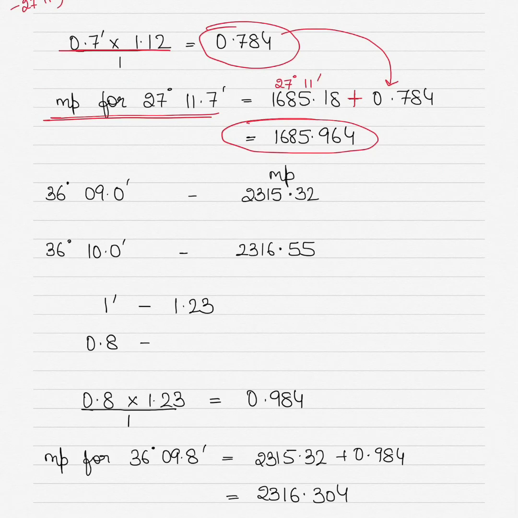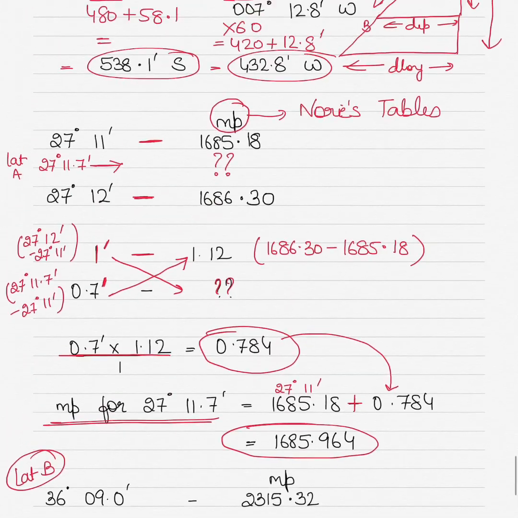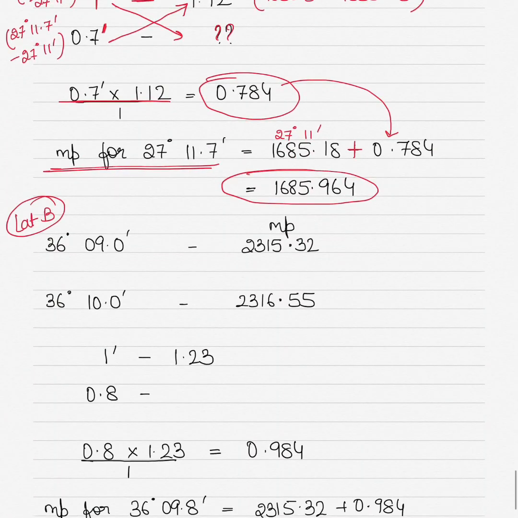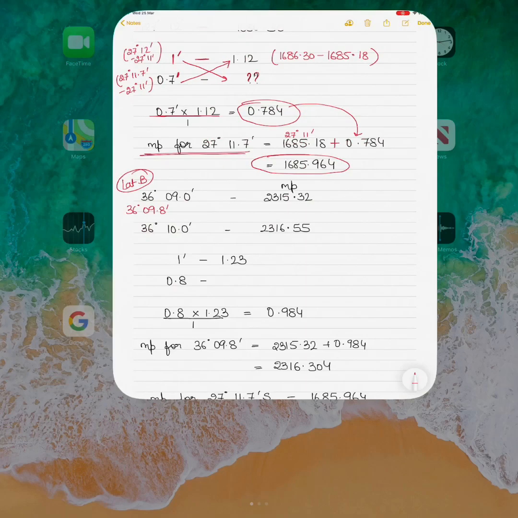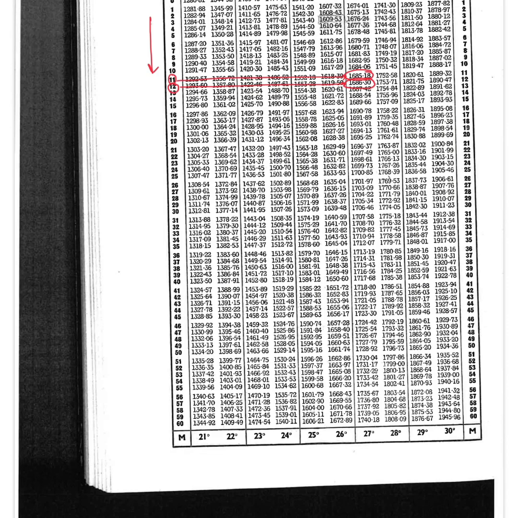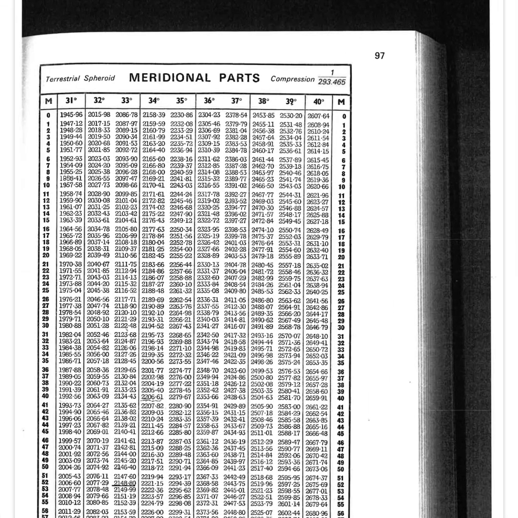Alright, similarly I have to find my MP value for latitude B. My latitude B is 36 degrees 9.8 minutes, which lies between 36 degrees 9 minutes and 36 degrees 10 minutes. So I'll go back to the Norrie's table. This time I have to go for the degrees of 36 degrees. So I will go here. My degrees is in the horizontal column here, 36 degrees. And I have to go into the vertical column to find it for 9 minutes and 10 minutes because I don't have it for 9.8 minutes.